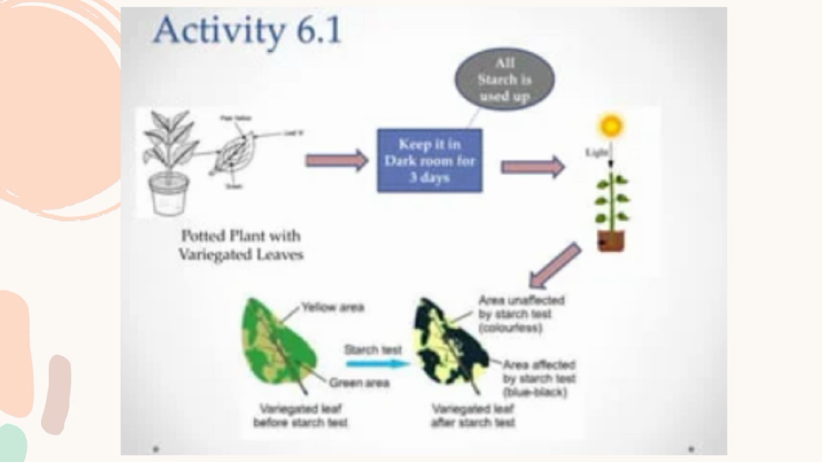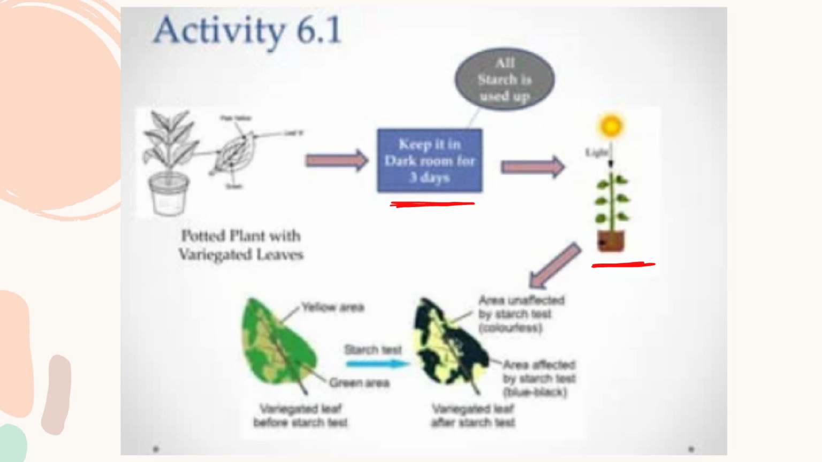You take this plant, okay, and you keep it in the dark room for 3 days. Why do you keep it for 3 days? So that the entire starch, which is the stored form of carbohydrate, gets used up when the plant is kept in the dark room. After these 3 days, you take this plant and keep it in sun for about 6 hours. You place this plant in sun for 6 hours. So photosynthesis takes place.